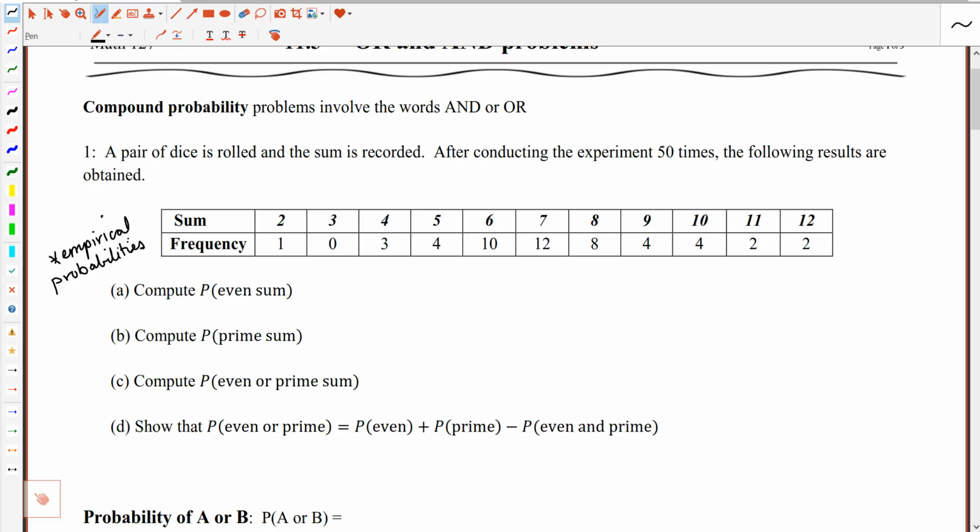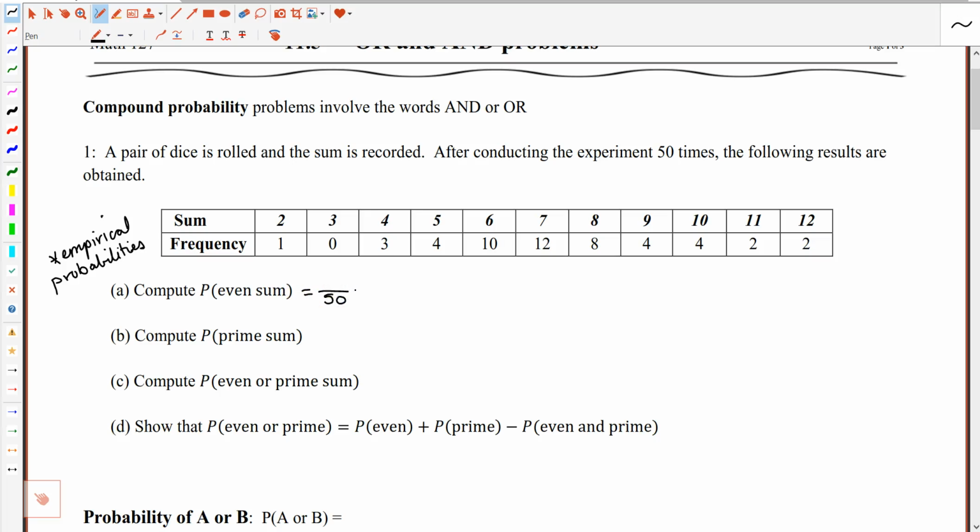Alright, so the first thing we're going to find is the probability that we get an even sum. Now, we could add up all of these frequencies. Frequencies is just a count of how many times it occurred. We could add them up to get the total number of trials, but we were also told in the question prompt that the trial occurred 50 times. So we know that the denominator in this probability is going to be 50, because that's the number of trials.